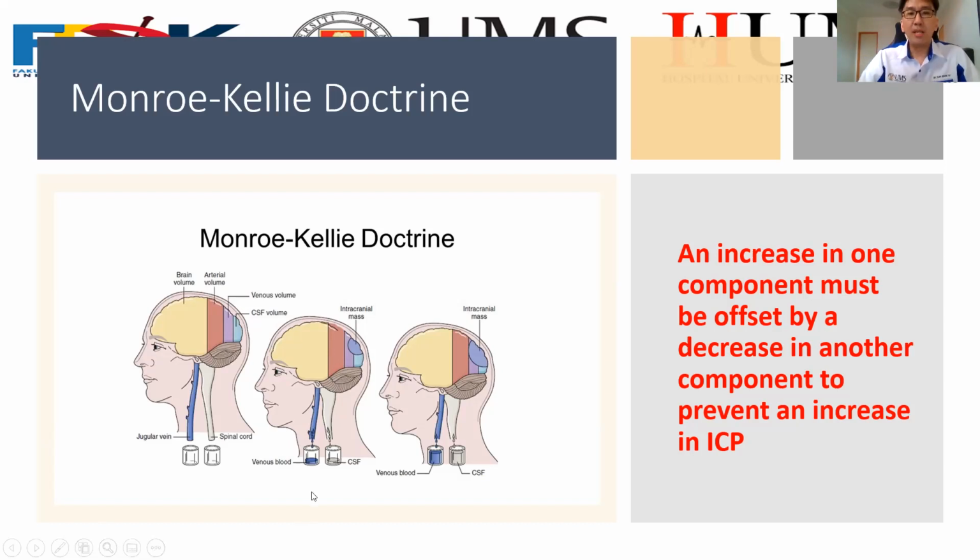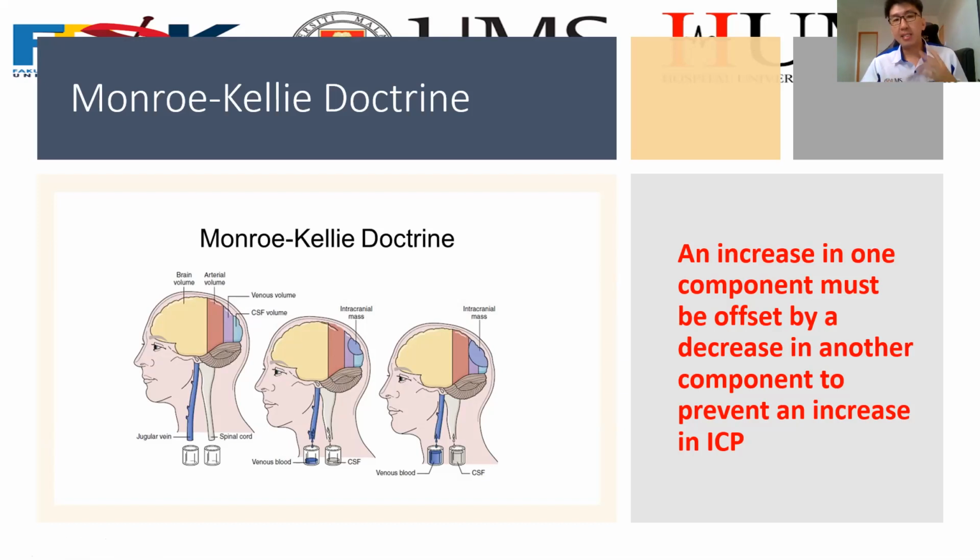In this picture, an intracranial mass occurs. When it is small, the system can still compensate. However, when there is a massive increase in one of the components, acute decompensation will occur. Therefore, it is stated that an increase in one component must be offset by a decrease of another component, to prevent a massive increase in the intracranial pressure.